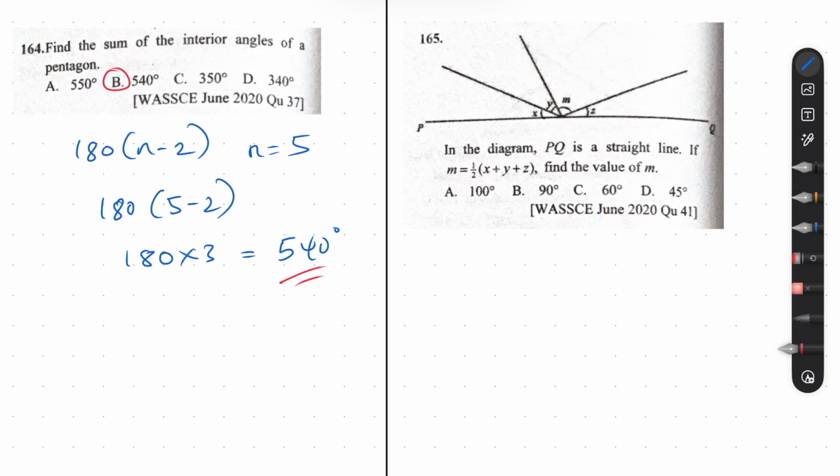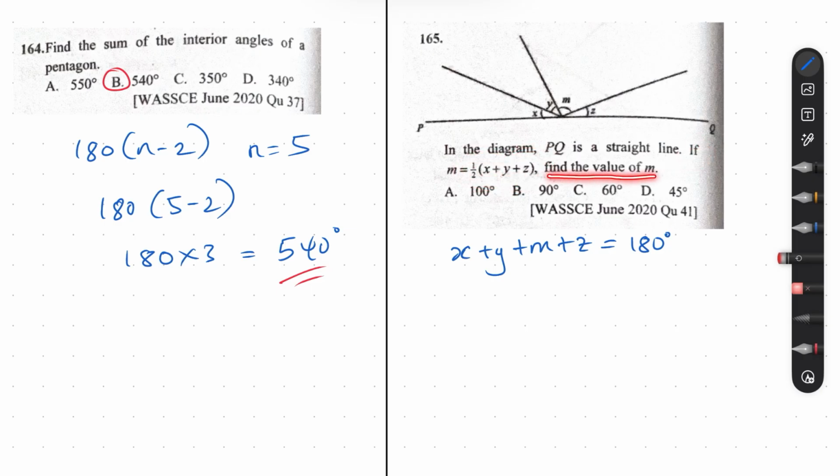All right, cool. Let's move on to question number 165. Okay, now when you see this line here, it means all the angles add up to 180. What that means is x plus y plus m plus z is equal to 180, just by looking at this line. Okay, cool.